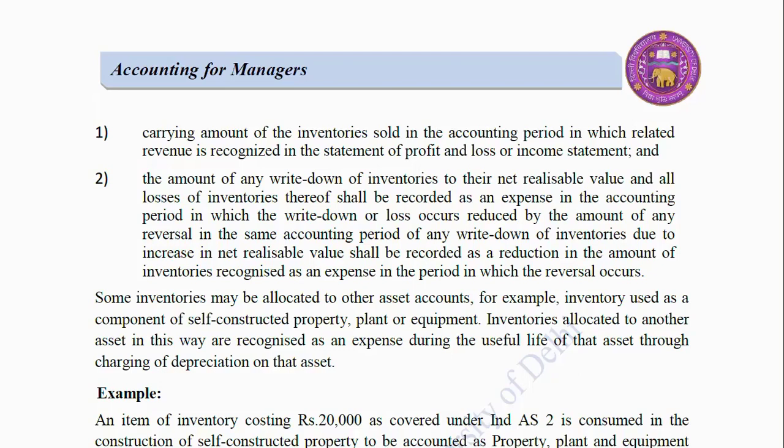Some inventories may be allocated to other asset account. For example, inventory used as a component of self-constructed property, plant or equipment. Inventories allocated to another asset in this way are recognized as an expense during the useful life of the asset through charging of depreciation on that asset.